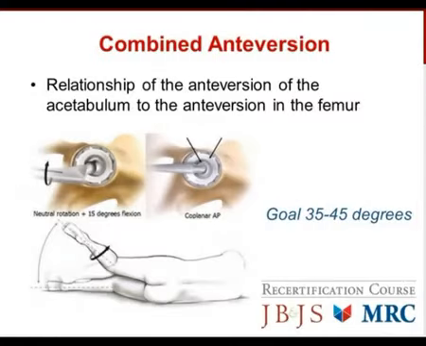And combined anteversion is an important concept. It's not only about the cup and it's not only about the femur, it's really about the relationship of anteversion of the acetabulum to the anteversion in the femur. And our goal for the combined amount of anteversion is about 35 to 45 degrees, as is depicted here.